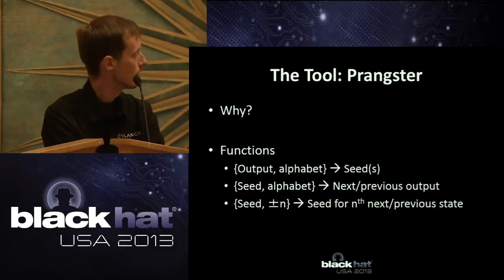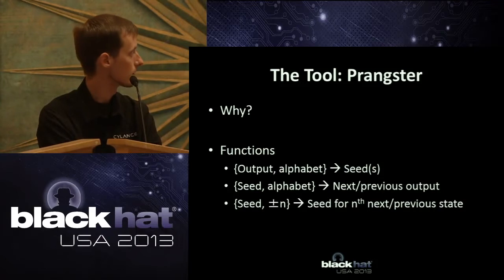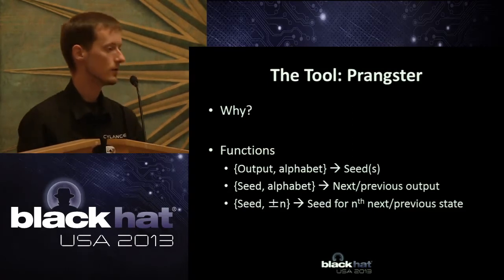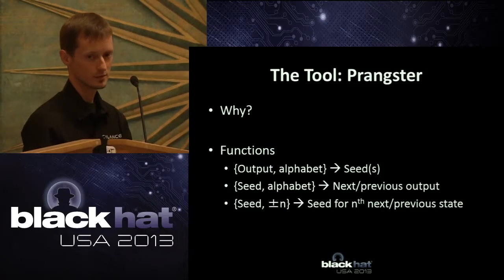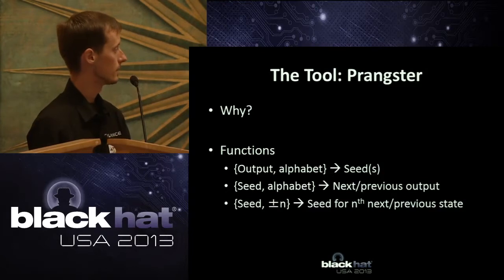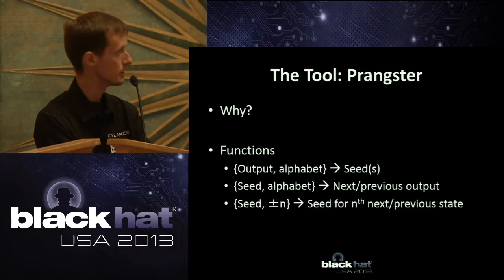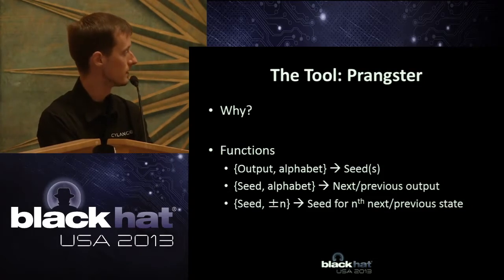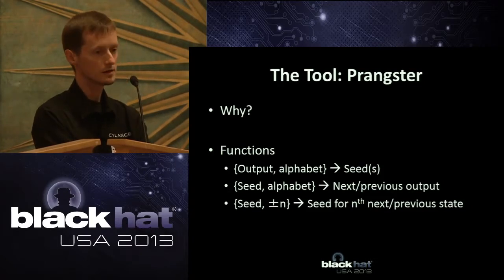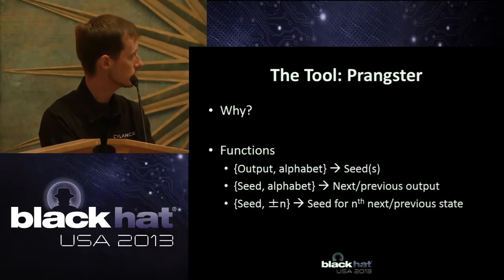That's why. And the what is these three functions, basically. So implicit in all these is you have to specify a PRNG. It won't try multiple PRNGs in the current implementation, it just doesn't. And there's no meta PRNG that'll figure out the parameters for you. So given a PRNG, a sample of output, and then your guess at an alphabet, feed that to Prankster, and if you're lucky, you'll recover a seed.